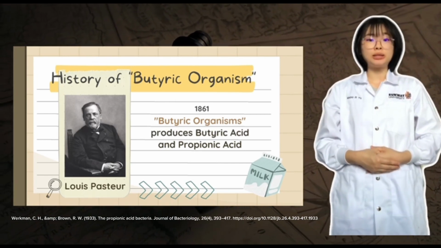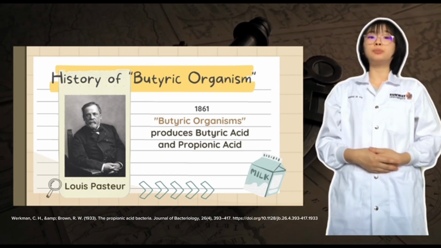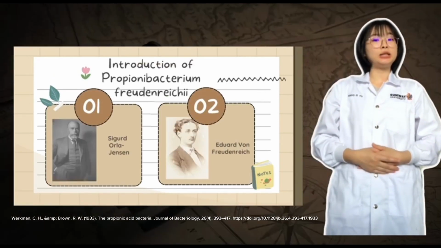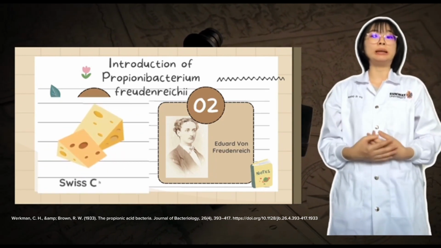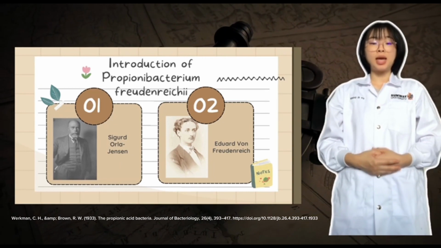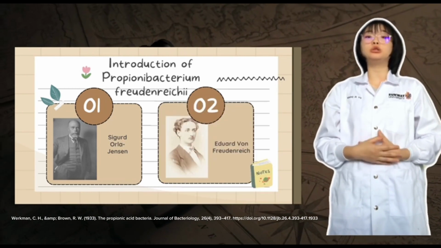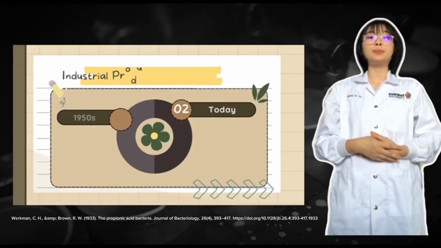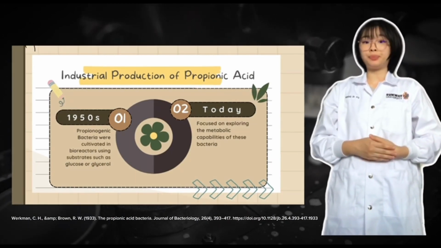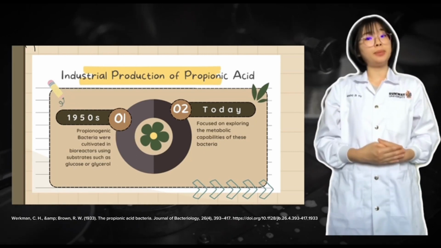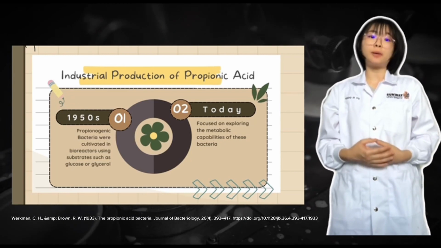Further research in the early 20th century led to the identification of the specific microorganism responsible for propionic acid fermentation. In 1901, Orla-Jensen and von Freudenreich isolated a bacterium from Swiss cheese that demonstrated the production of propionic acid. This bacterium was subsequently classified as Propionibacterium freudenreichii, belonging to the genus Propionibacterium. The industrial production of propionic acid using propionibacteria gained momentum in the mid-20th century. In the 1950s, large-scale fermentation utilizing Propionibacterium species was developed to produce propionic acid on a commercial scale.